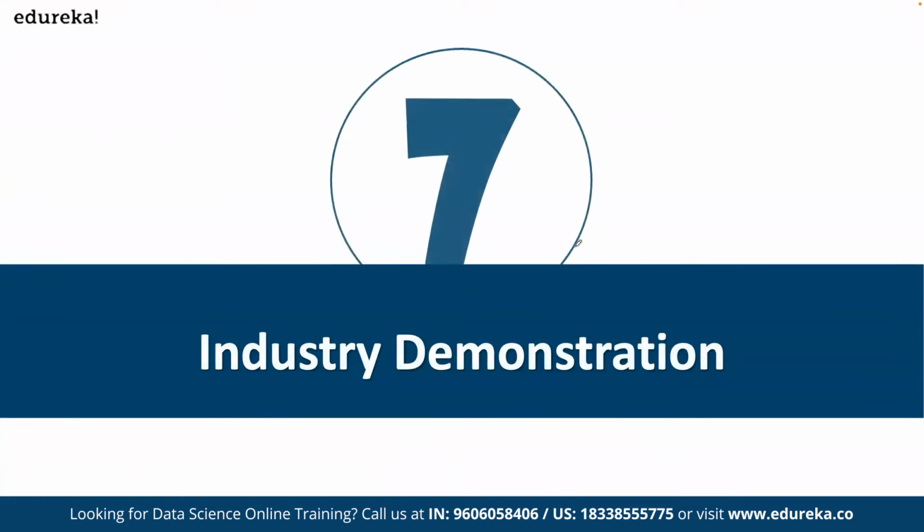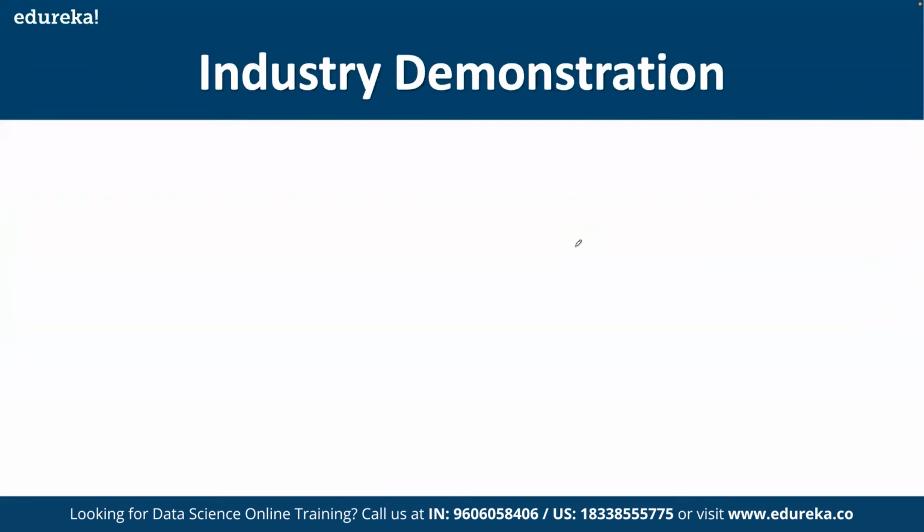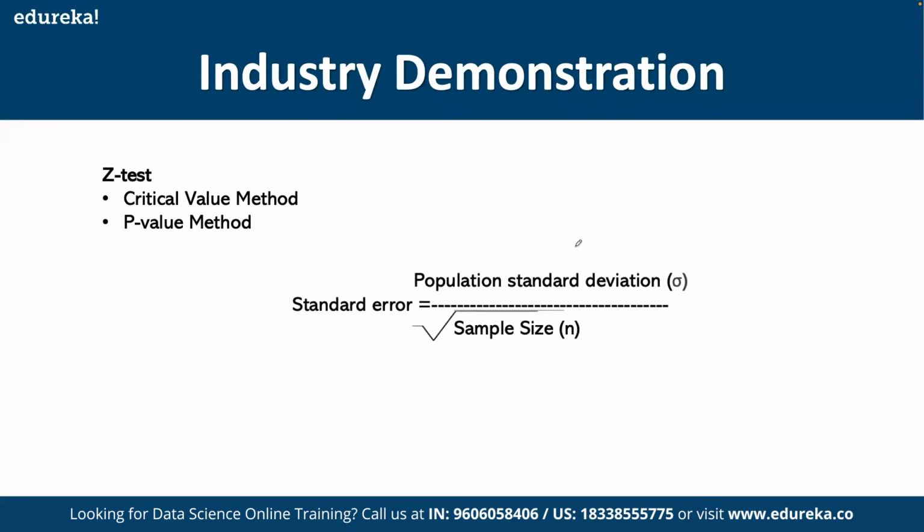Now that you have seen how we can perform hypothesis testing, let's take up an example. In case of the Z test, we can do it by two methods: one is the critical value method and the other is the p-value method. While calculating the Z value, we'll be finding the standard error, which is given by population standard deviation divided by square root of sample size.